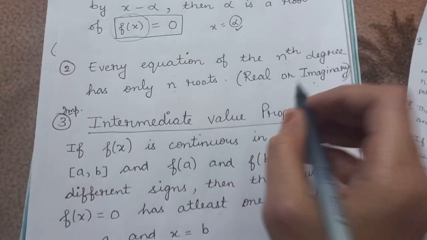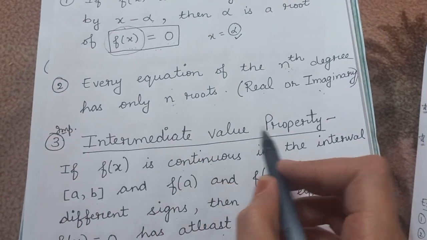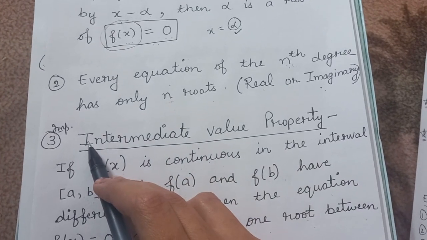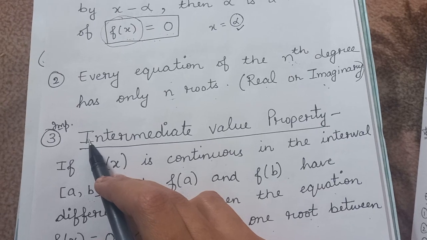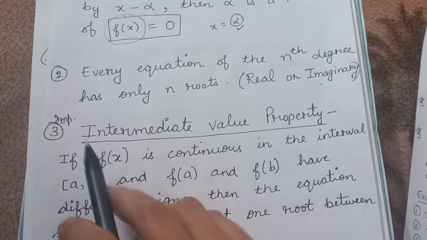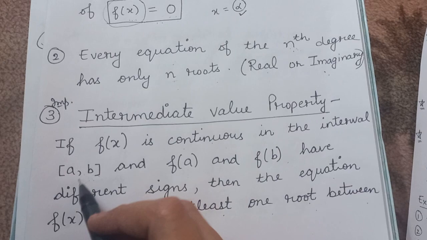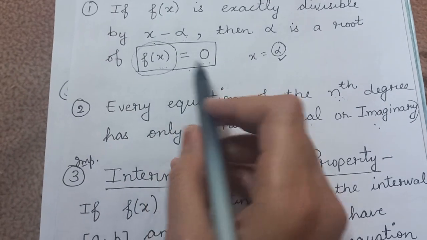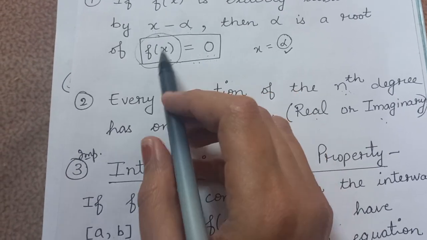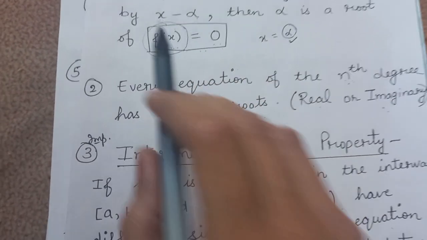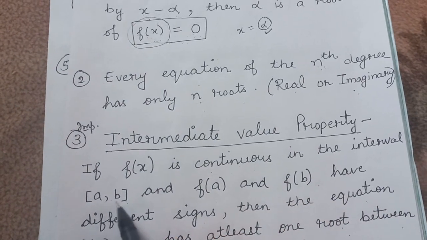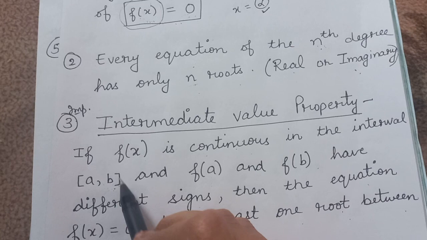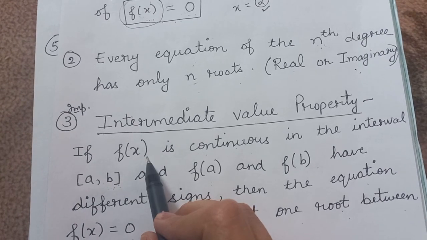Right? Third property is the intermediate value property. Important one, it will be used in the iterative methods that we will use to find the solution of these kinds of equations, so you need to understand it. If we take one closed interval a comma b and our equation f of x equal to 0, if f of x is continuous in this closed interval a comma b, continuous means for every x in this interval there exists the value of f of x.